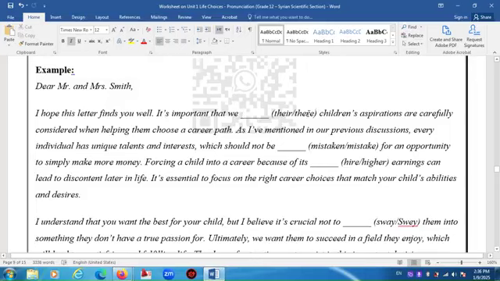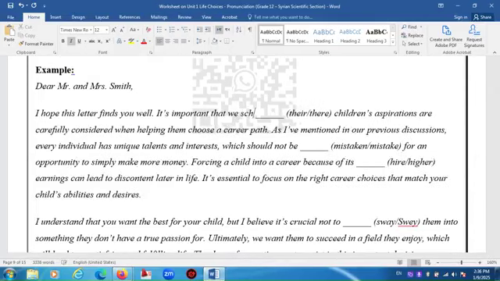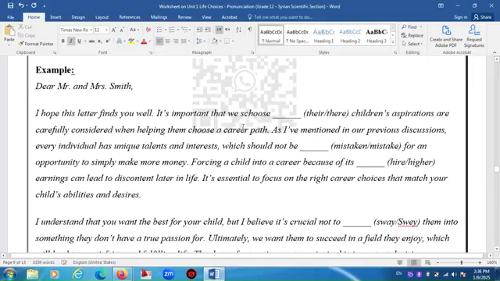Let's put this. We, okay? Important that we, their or their children's aspiration are carefully. It's important that we understand their. We choose, let's say. And choose what? Their, of course. And number 2, we should not be mistaken. Okay? Because of its higher.